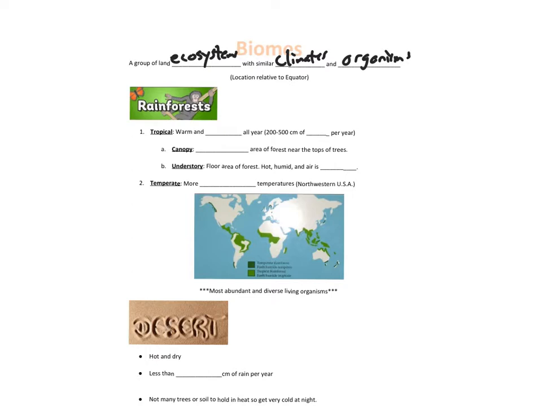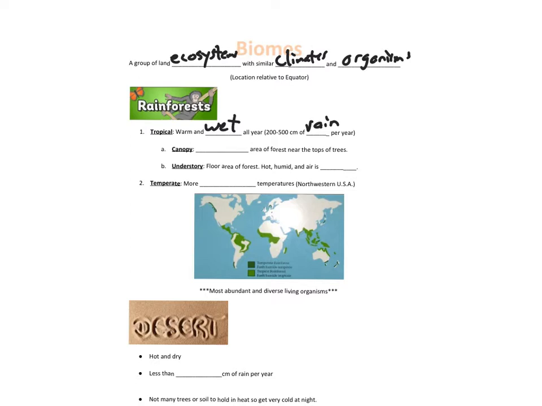So let's start off with a biome that's located in almost every case right near the equator, and those are rainforests. Rainforests are warm and wet pretty much all year long, and they get between 200 and 500 centimeters of rain per year. That's a lot of rain.